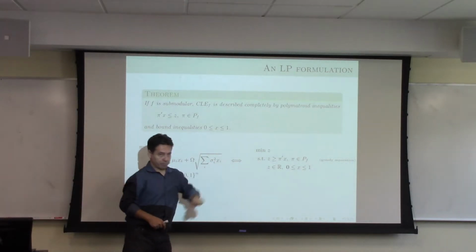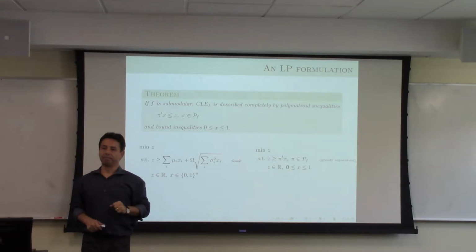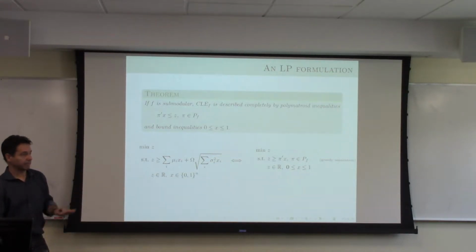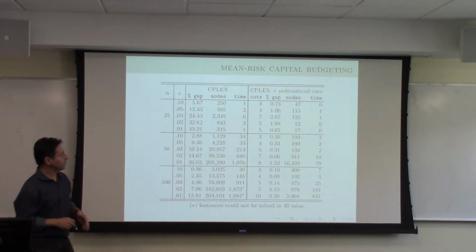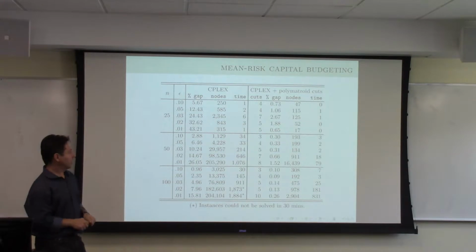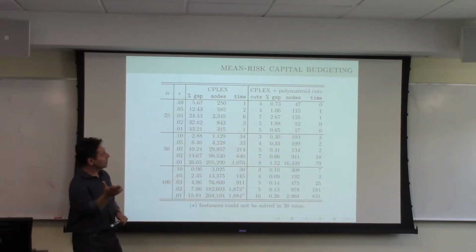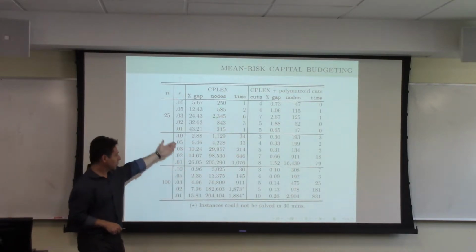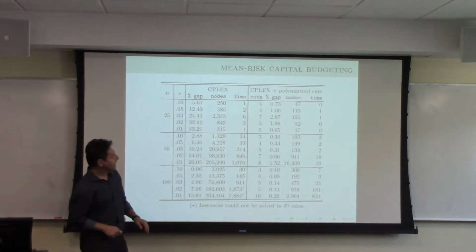Hence, this linear program problem can be solved in polynomial time. That's great. And actually, we use this approach for the problem that I just showed you. If you use these polymatroid inequalities, you essentially solve these problems to optimality, which we couldn't solve before, in very, very short time.